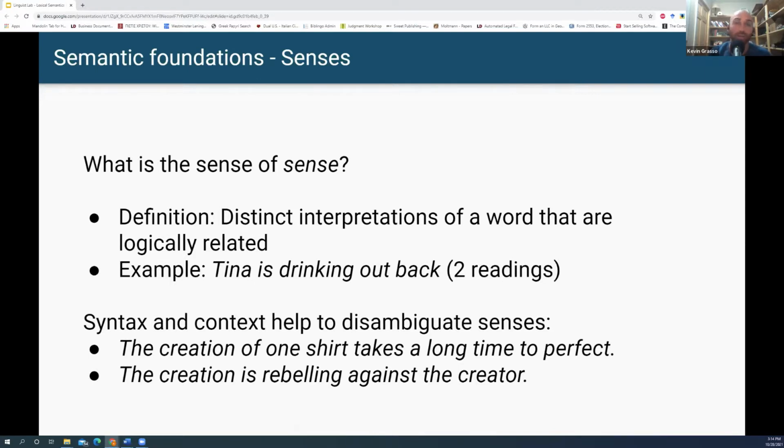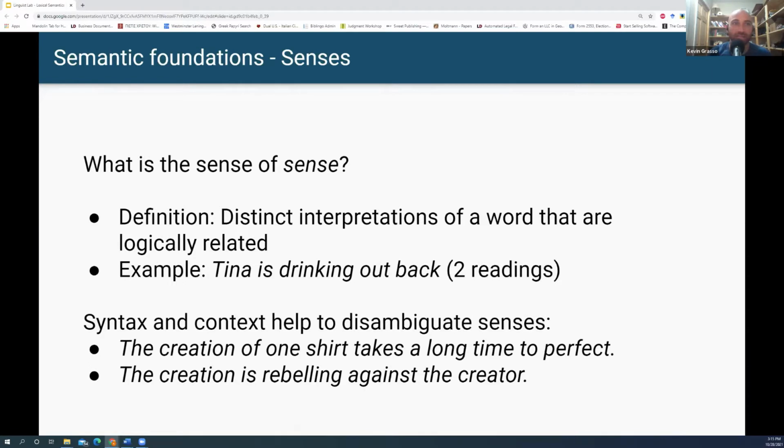And we know this because the context makes it clear. We can talk about the length of time that event takes place, and we also have the object of the creating event, one shirt, right? Whereas if you look at the next example, the creation is rebelling against the creator. Here it's clear that the creation is not referring to an event, but the thing that is created, the thing that is created from the event.